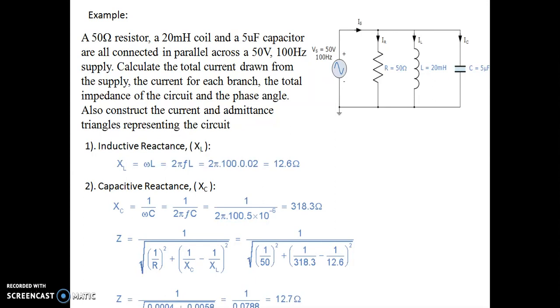Capacitive reactance XC is equal to 1 by omega C. Omega here is equal to 2 pi F. So XC is equal to 1 by 2 pi FC, which comes to around 318.3 ohm. So the impedance is equal to 1 by root of (1 by R) square plus (1 by XL minus 1 by XC) whole square, which comes to about 12.7 ohm.